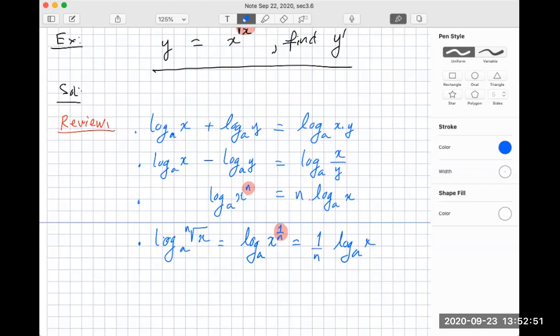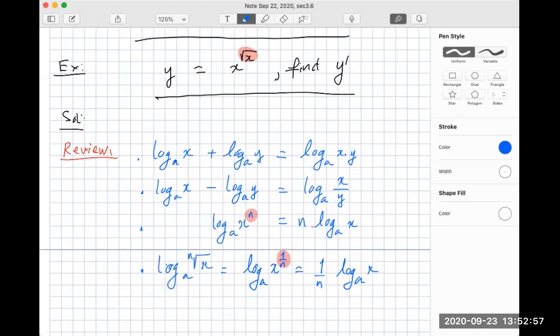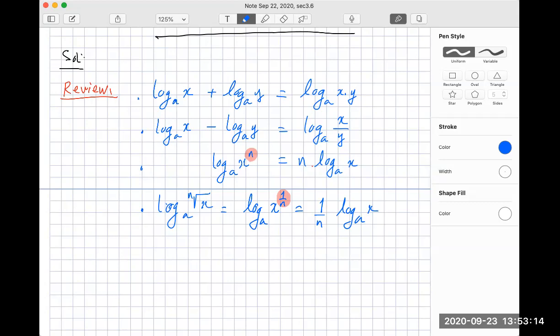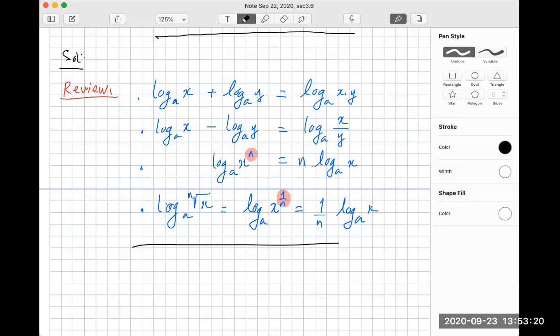So, very good. These are the formulas. Now, which formula can we apply? If we take the natural log of both sides of this equation, y equals x to the square root of x, let us take the natural log of both sides and see what we get. On the left we have ln y, and the right-hand side will be the natural log of x to the square root of x, right?